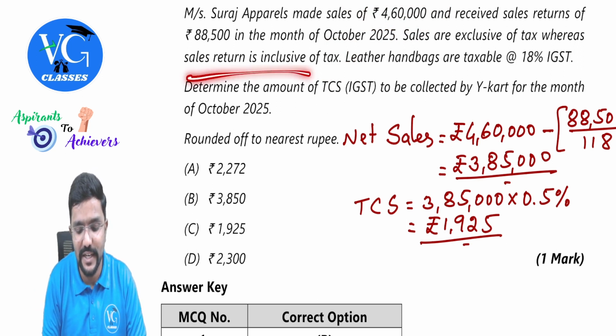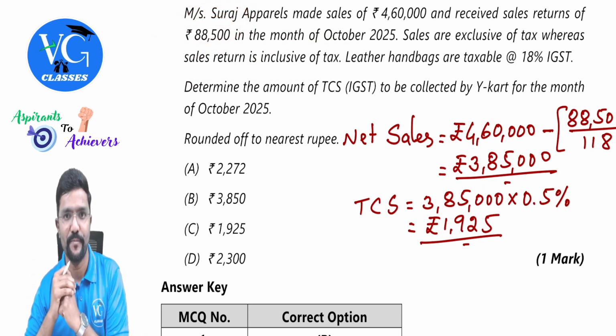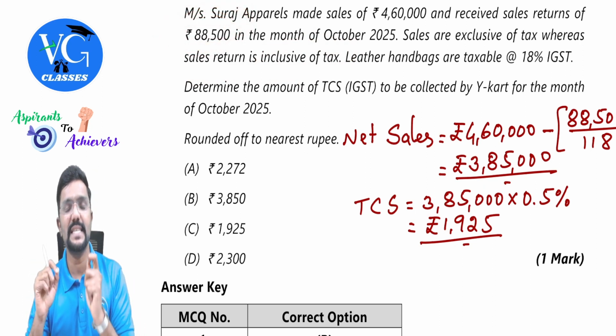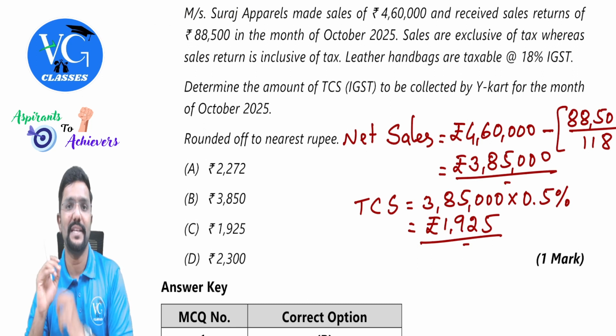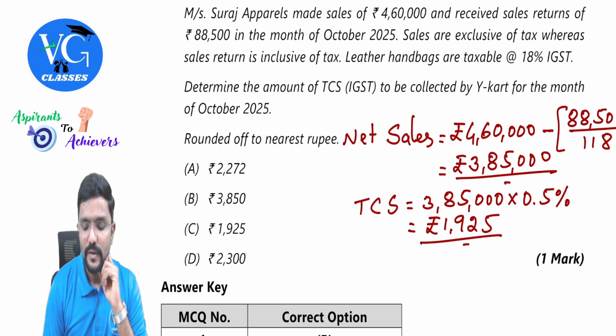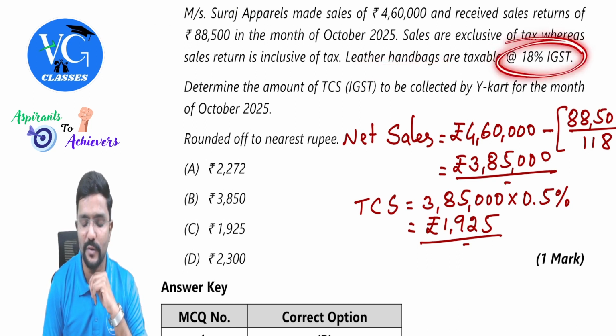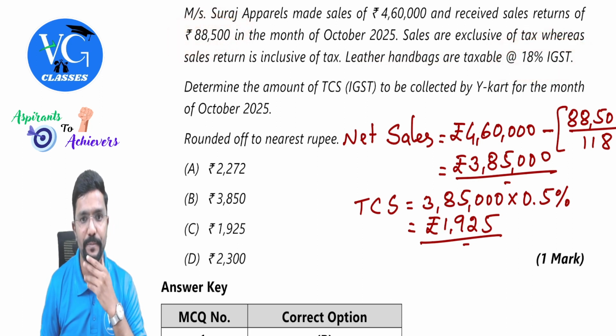Whereas sales return is inclusive of tax, so we need to do reverse calculation for this to find out the value figure, because TCS is applicable on net supplies, guys. That is sales minus sales returns. Leather handbags are taxable at 18% IGST, so it is required to do reverse calculation for these returns.